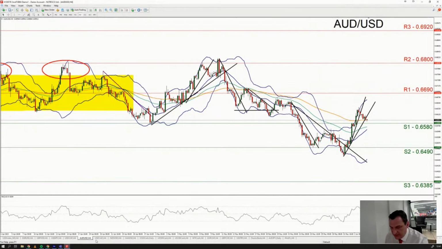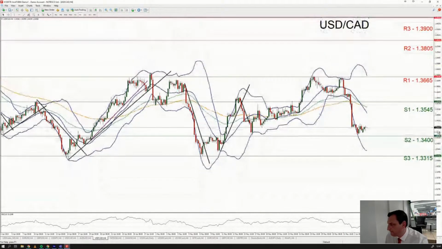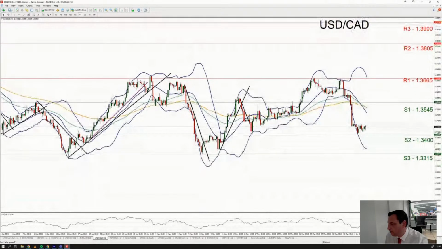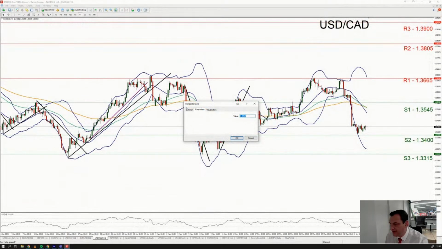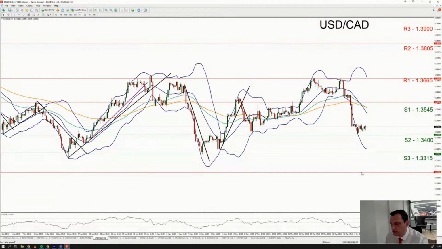Let's have a look at USD/CAD. Okay, USD/CAD definitely has broken the S1, 1.3545, and has stabilized on Friday and during today's Asian and European session. But the key takeaway here is that the S1 turns now into a resistance line, and we have to go hunting for a new ultimate support line.